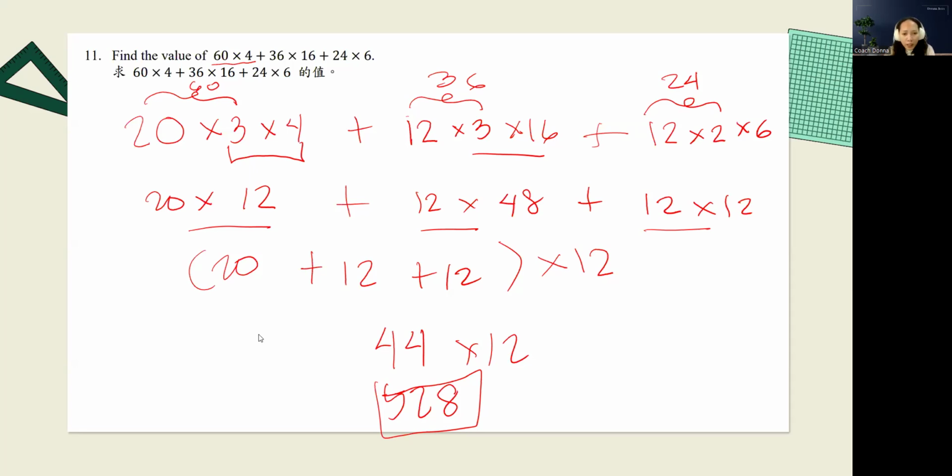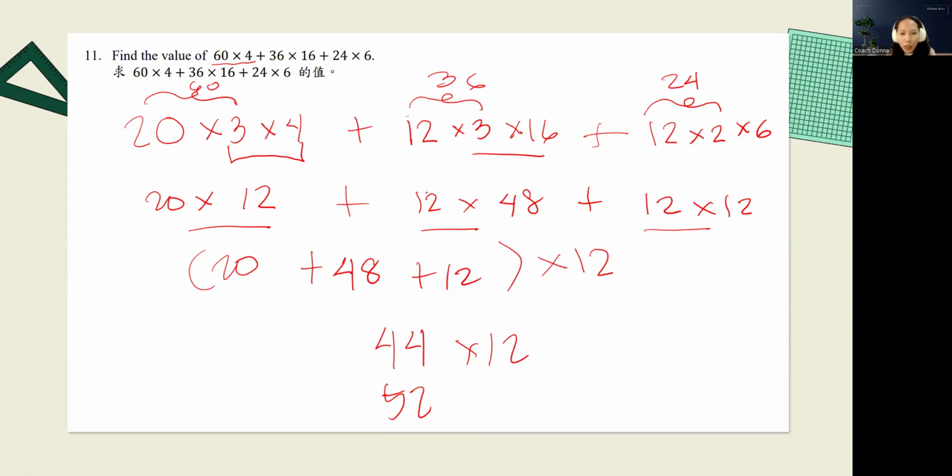Oh, wait a while. It seems that there's something wrong with my calculation. Teacher, teacher, the middle number is supposed to be 48. It's supposed to be 48, not 12. Yeah, that's right. That's why there's something wrong. Thank you so much for pointing that out. So 48 should be right here.